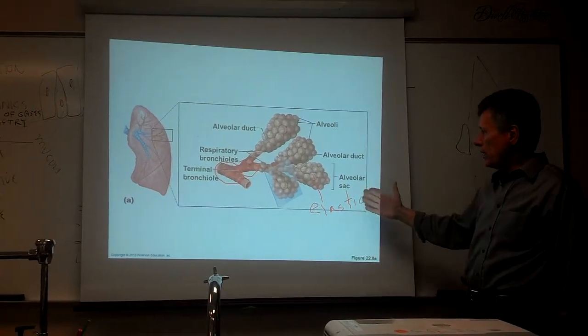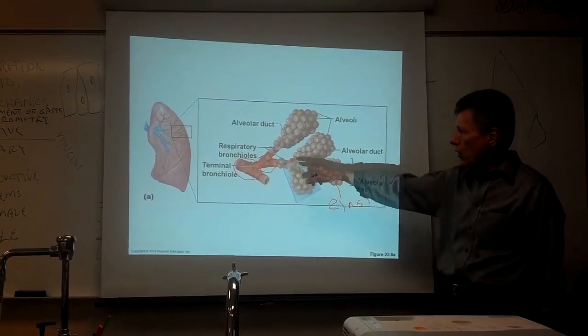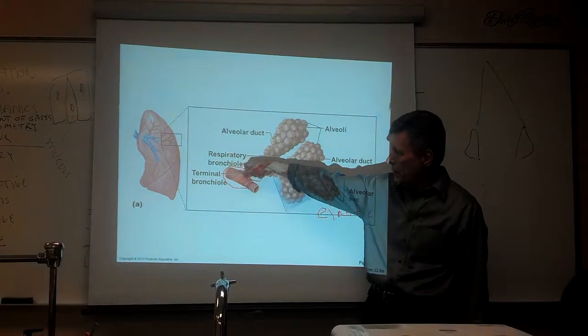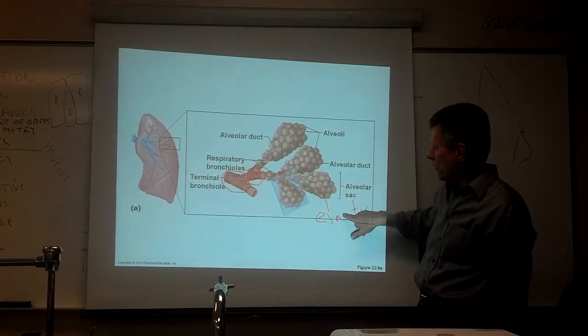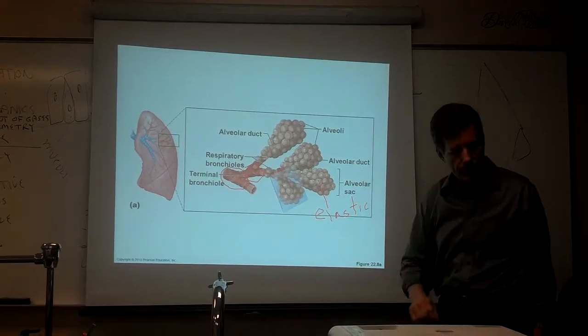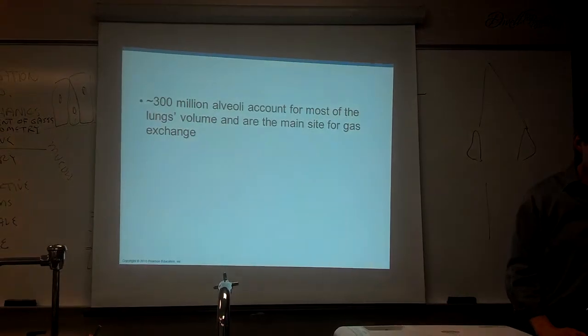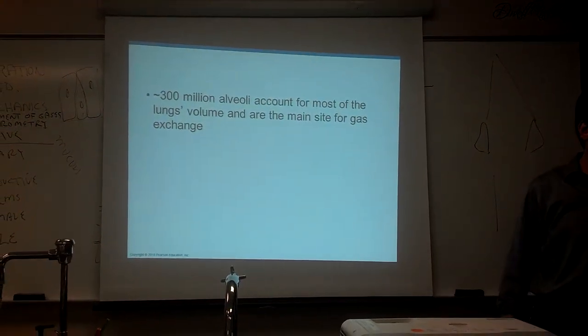This is really nice. We drew this, but this is a better drawing. This shows all the muscles wrapped around to make the bronchioles constrict. It also shows the little rubber bands all over the alveoli, the little sacs. 300 million alveoli. Wow, big number.